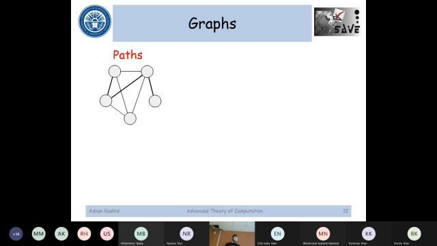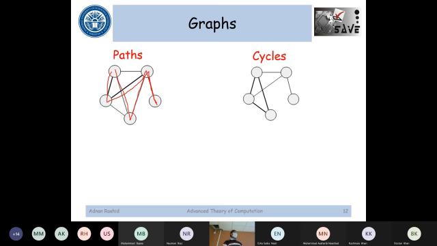So we can have some paths in the graph as well. You can see, I have highlighted this path. I can start from here, I can go there, and then I can go there, and then I can go here as well. So this is known as a path. I can have one more path as well, maybe this one, and this one. So all these nodes that are connected by edges are known as paths.